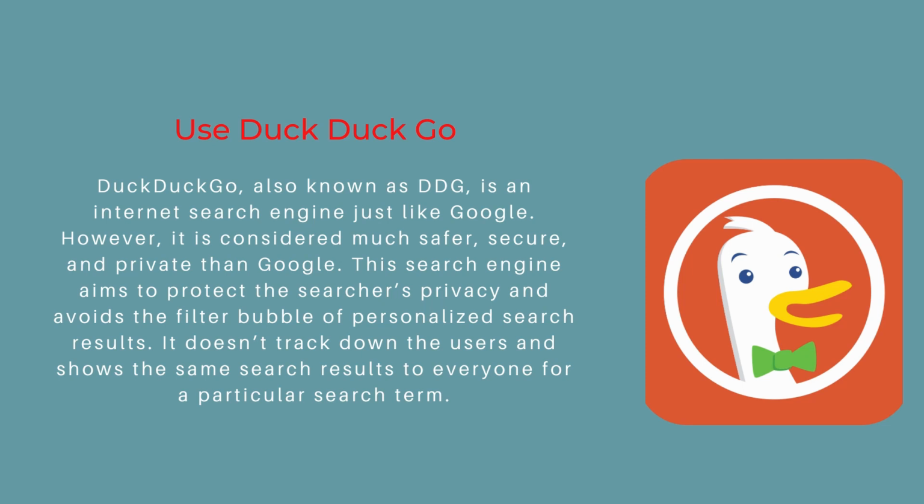It is also known as DDG, is an internet search engine just like Google. This search engine aims to protect the searcher's privacy and avoids the filter bubble of personalized search results.